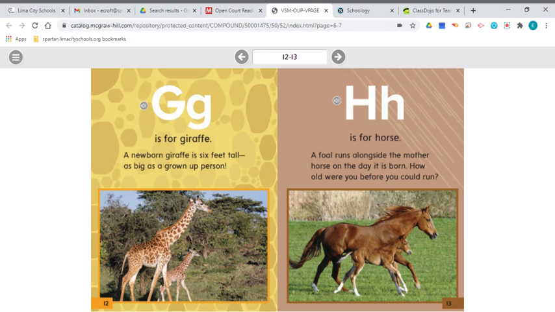G is for giraffe. A newborn giraffe is 6 feet tall, as big as a grown-up person. H is for horse. A foal runs alongside the mother horse on the day it is born. How old were you before you could run?